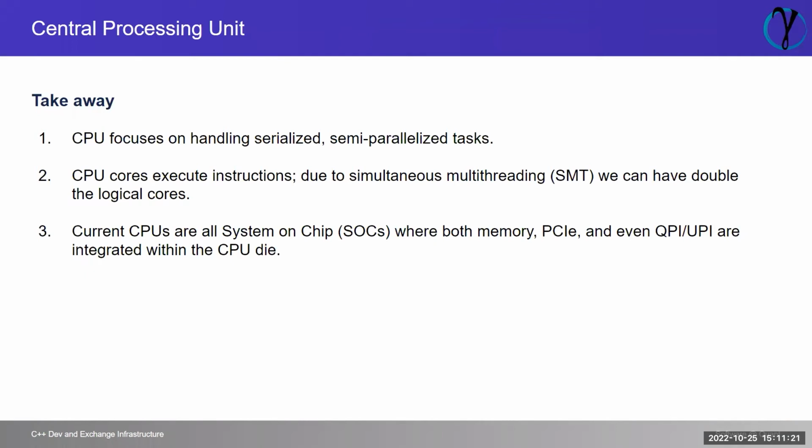The third thing is that we've moved to SoC, system on chip, where memory, PCIe, and even Ultra Path Interconnect, which is a connection between different CPUs, are on the same die. This makes it much faster, but you also lose a little bit of modularity, and you have to design motherboards specifically to support some of these functionalities.